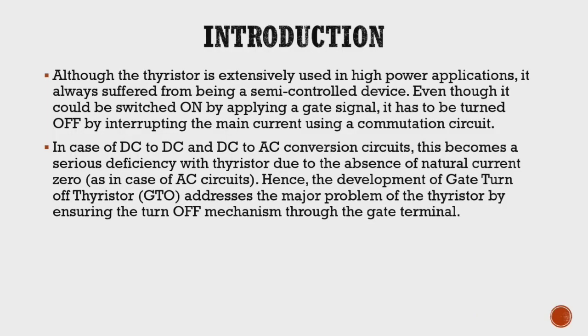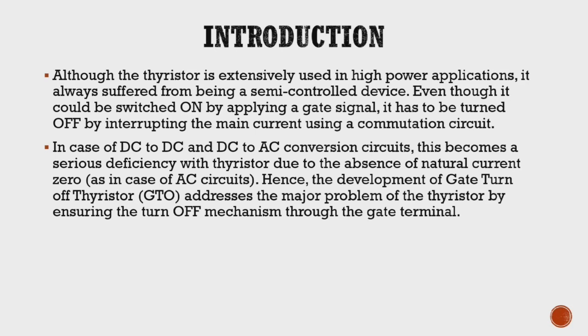Introduction. Although the Thyristor is extensively used in high-power applications, it always suffers from being a semi-controlled device. Even though it could be switched on by applying a gate signal, it has to be turned off by interrupting the main current using a commutation circuit.